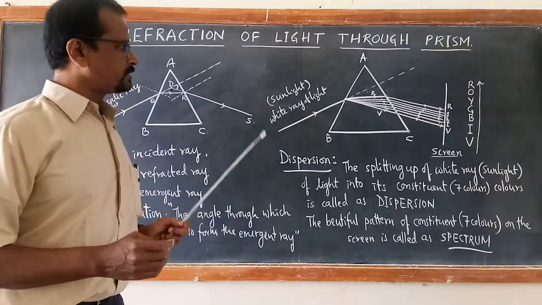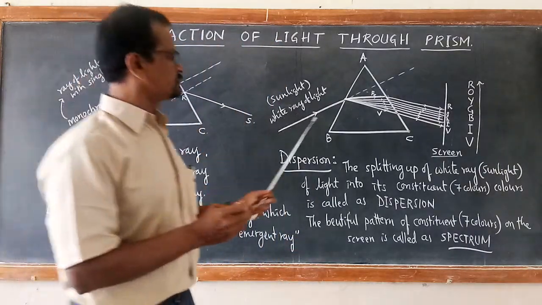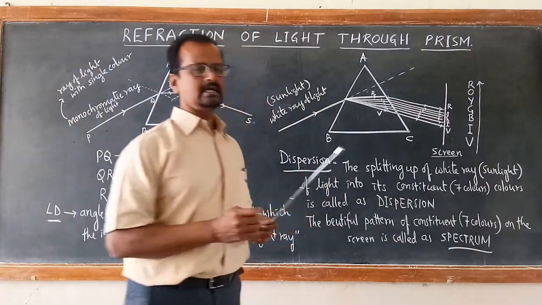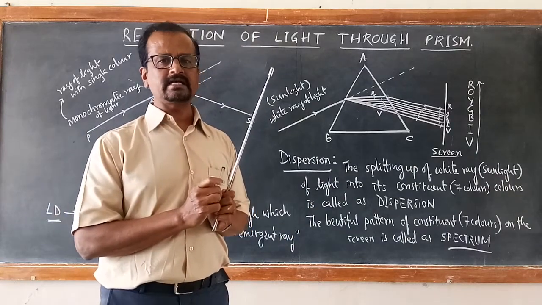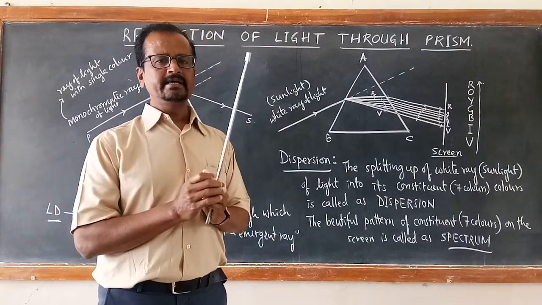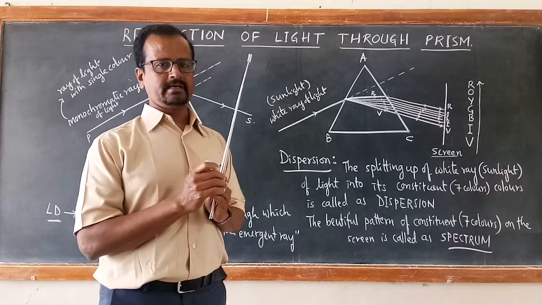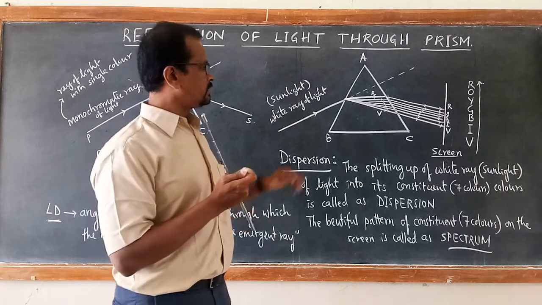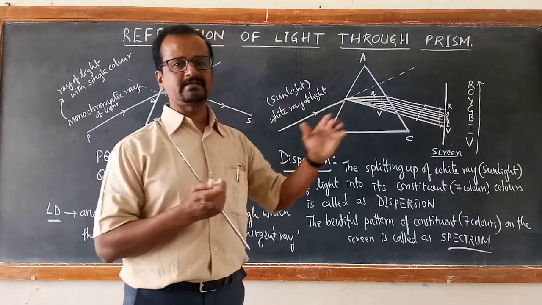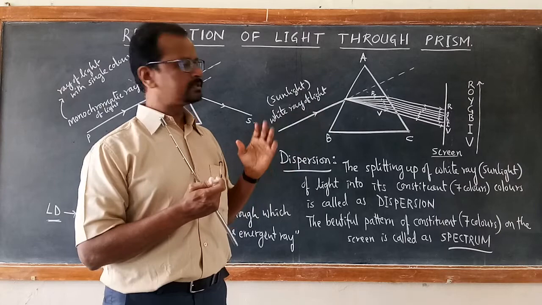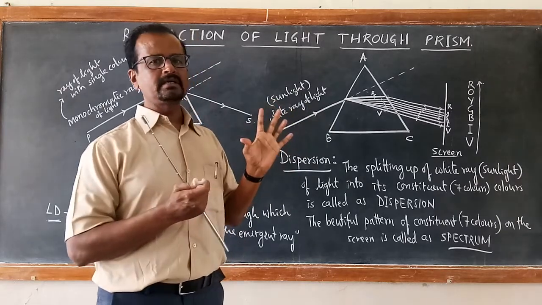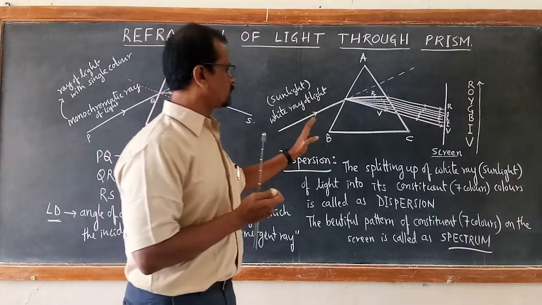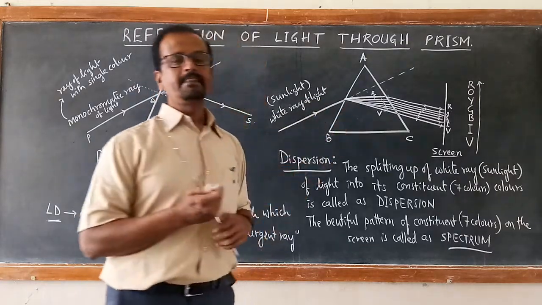The reason for this difference in angle of deviations for different colors is the refractive index of this glass, that is, the optical density of this glass. Optical density of this glass is different for different colors, different for different wavelengths. As a result, they have different paths. So this is the reason why splitting up of 7 colors takes place when white ray of light enters into a glass medium, that is, enters into a prism.